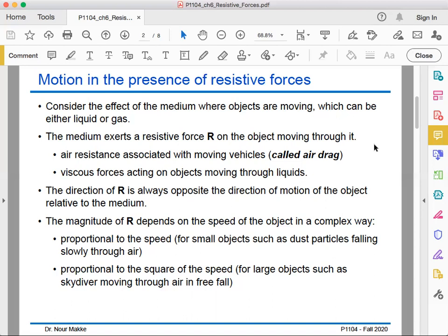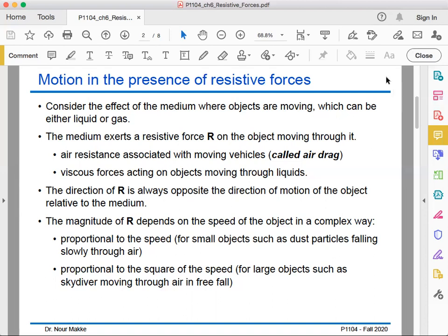The second thing is about the magnitude. So keep in mind that the magnitude of the resistive force depends on the speed of the object in a complex way. Either it's proportional to the speed, and this is in most cases the case for small objects, such as dust particles, for example, falling slowly through air. In this case, we assume that R is proportional to the speed, while for large objects moving, such as skydivers, cars, etc., in this case, R is proportional to the square of the speed and not just to the speed.